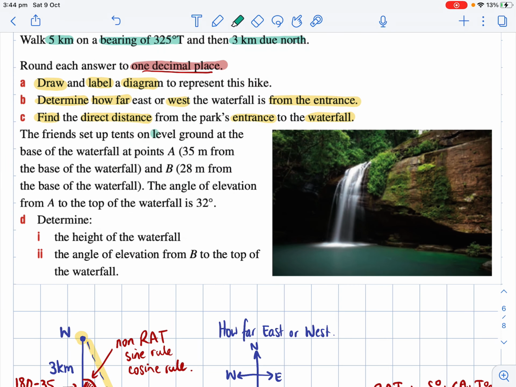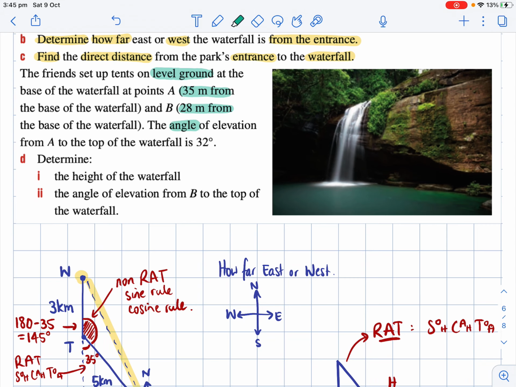Right, second part of the question. The friends set up a tent on level ground, so it's a flat surface, at the base of the waterfall at points A, 35 metres from the base, and B, 28 metres from the base of the waterfall. The angle of elevation from A to the top of the waterfall is 32. Determine the height of the waterfall. So here, what are we doing? Determine the height of the waterfall and the angle of elevation from B to the top of the waterfall.